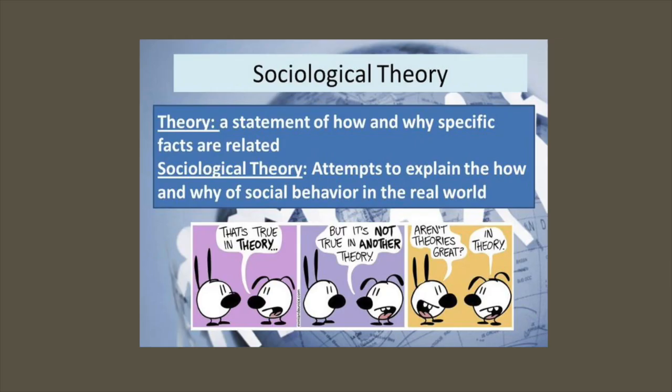So the difference between a general theory and a sociological theory is that a theory is just a statement of how and why specific facts are related, whereas a sociological theory attempts to explain the how and why of social behavior in the social world. A theory can be applied to any aspect, any discipline. We can have biological theories, theories of evolution, theories of astronomy, but narrowing it down to the topic of this class, sociological theory is really looking at theories developed in relation to the social world.